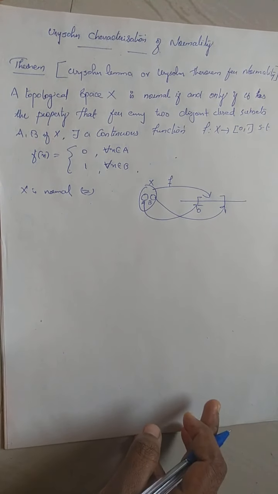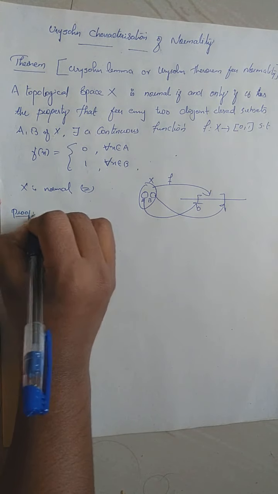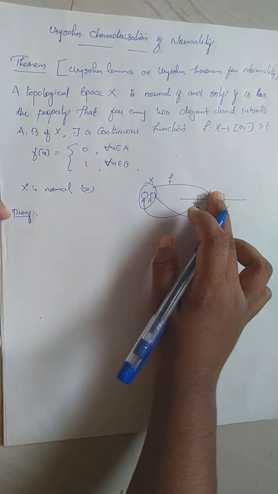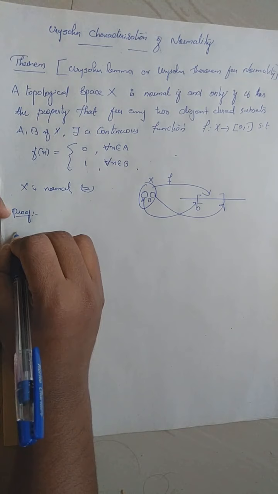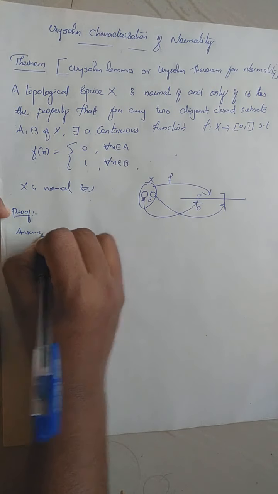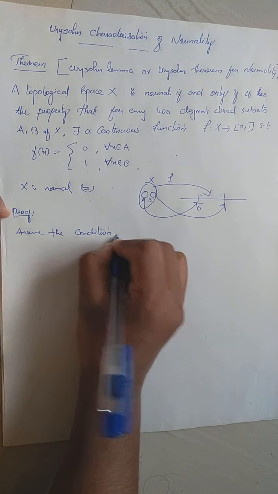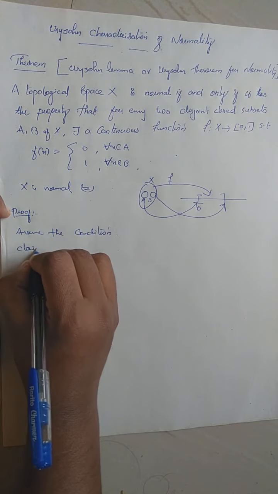Okay, so how will you prove this? First we prove the converse part. That means assume this condition. Suppose there is a continuous function with the required property. Then we will prove that the space is normal. So assume the condition. We will prove X is normal. Our claim: X is normal.